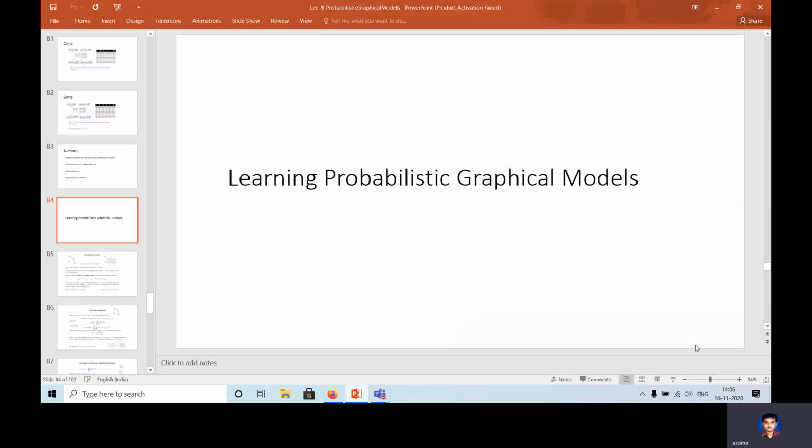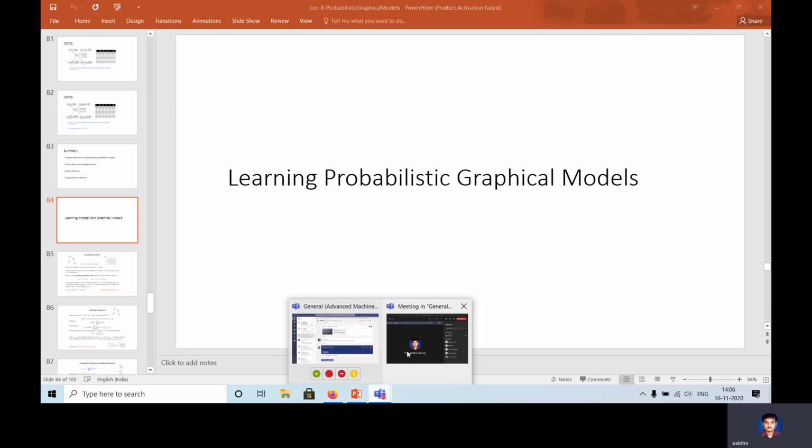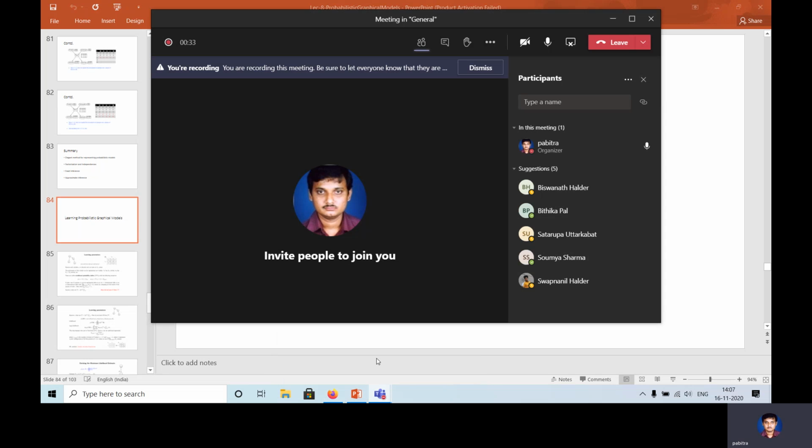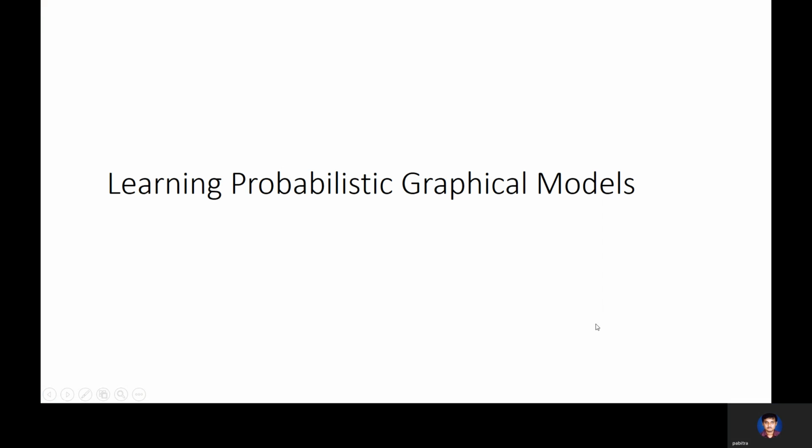Let us start with the next part in probabilistic graphical models, that is, how do we learn a probabilistic graphical model. So far we have seen, given a probabilistic graphical model structure and its conditional probability tables or factor functions, what does it represent? What is the meaning? How do we do inferencing in that?